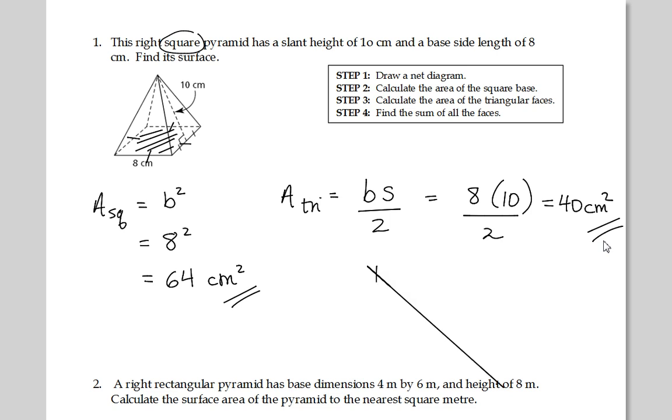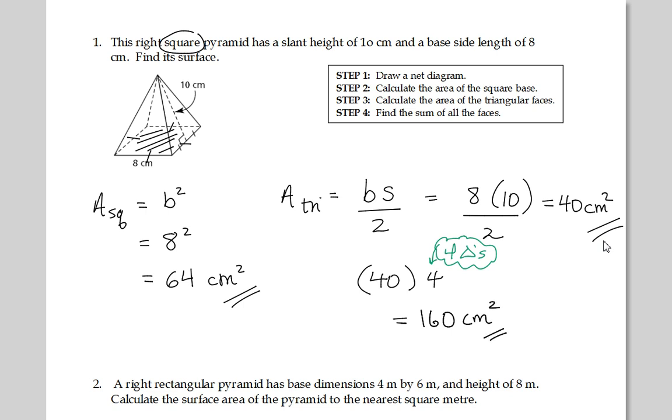Take that 40 and times it by 4, because there's 4 triangles. That's why we times by 4. And you get 160 square centimeters. So the total surface area will be the sum of all the faces. So 64 plus 160, help me out, 224, very nice.